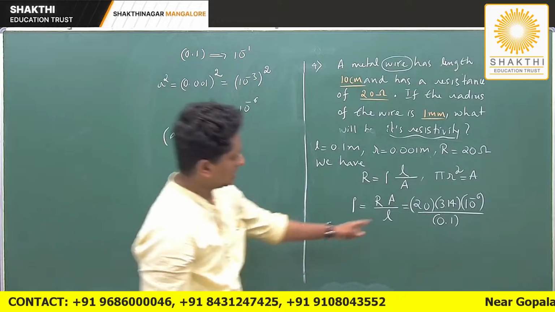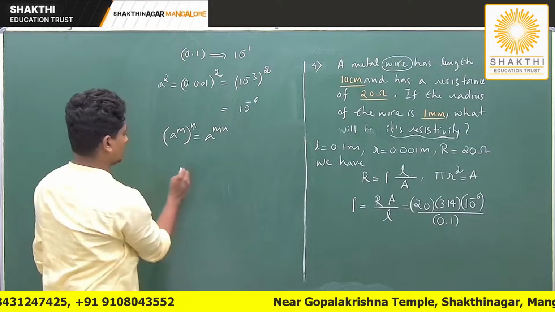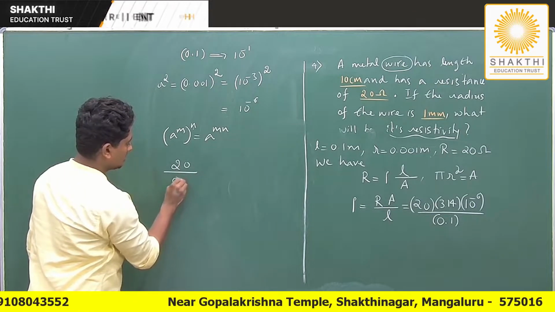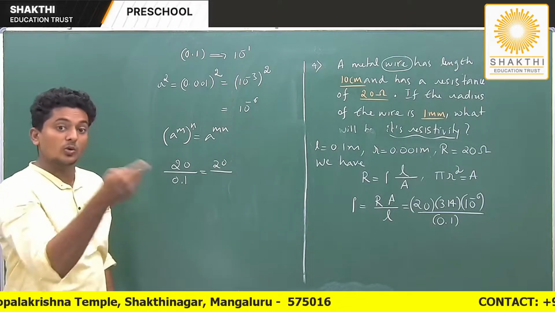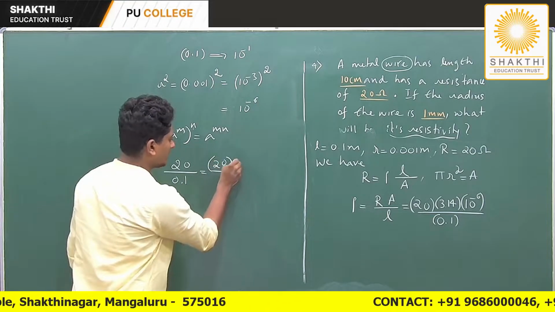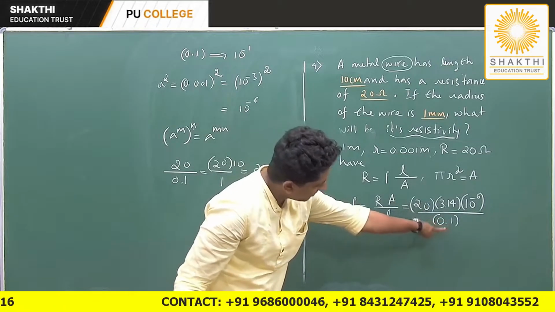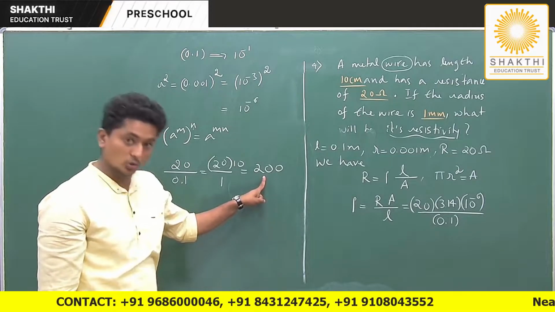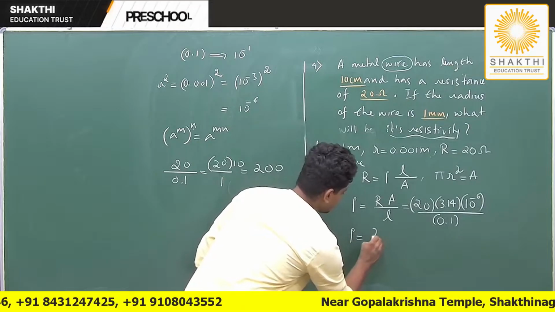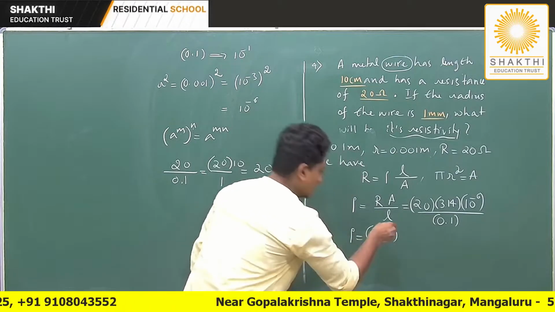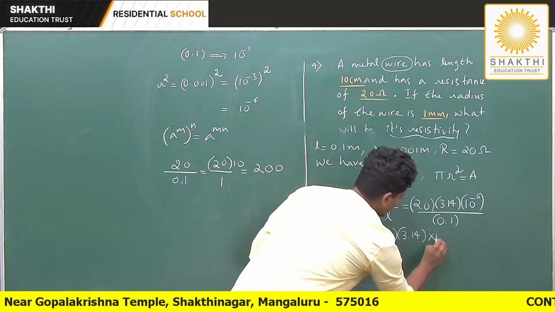I won't change it. 20 by 0.1. I will do it here. 20 by 0.1. See, 0.1 means 1 by 10, which is nothing but 200. So the answer for 20 by 0.1 is 200. So I'll write it here. 200 into 3.14 into 10 power minus 6.